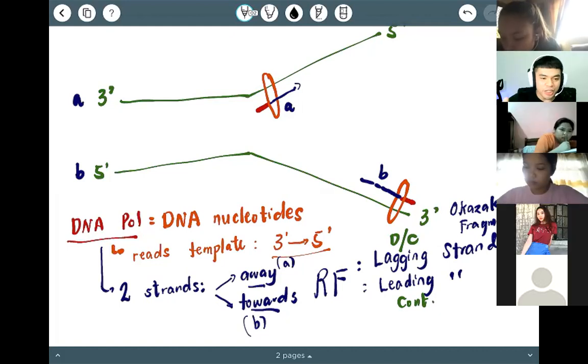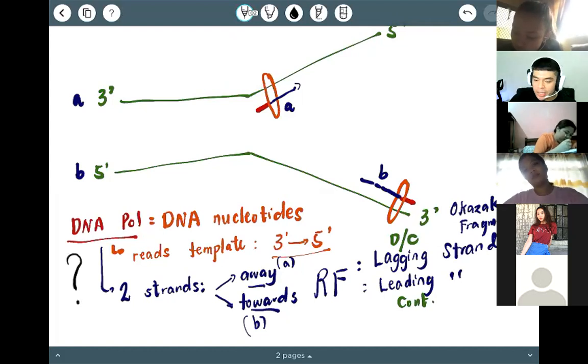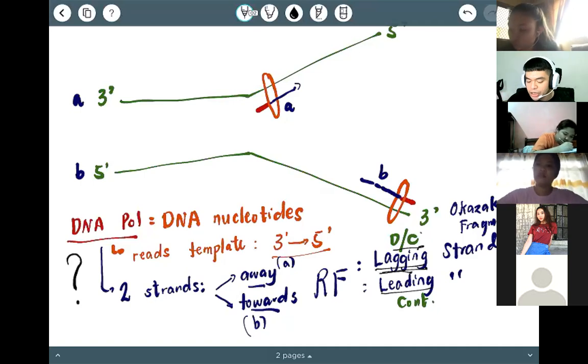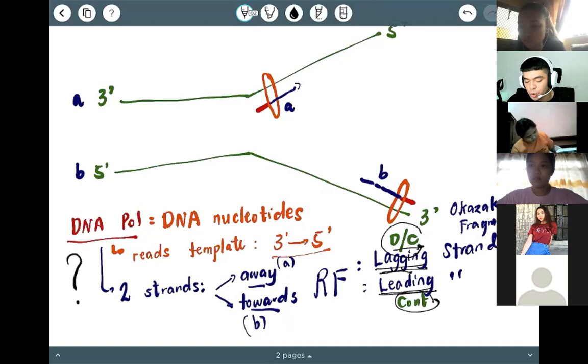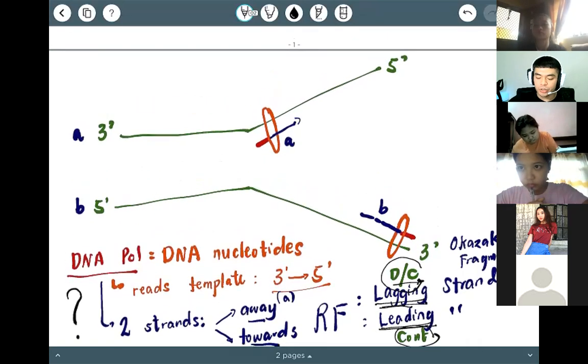Okay, let's continue. Question. Sir, ang tanong po namin, bakit ang tawag sa isa ay lagging or discontinuous at bakit yung isa leading or continuous? It tells something about the process of this enzyme and other enzymes. O tingin kayo sa board.